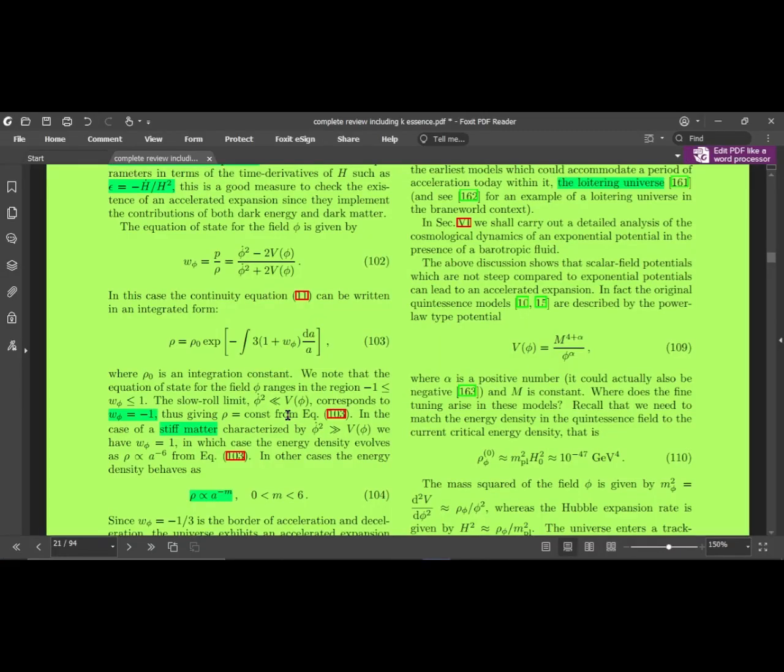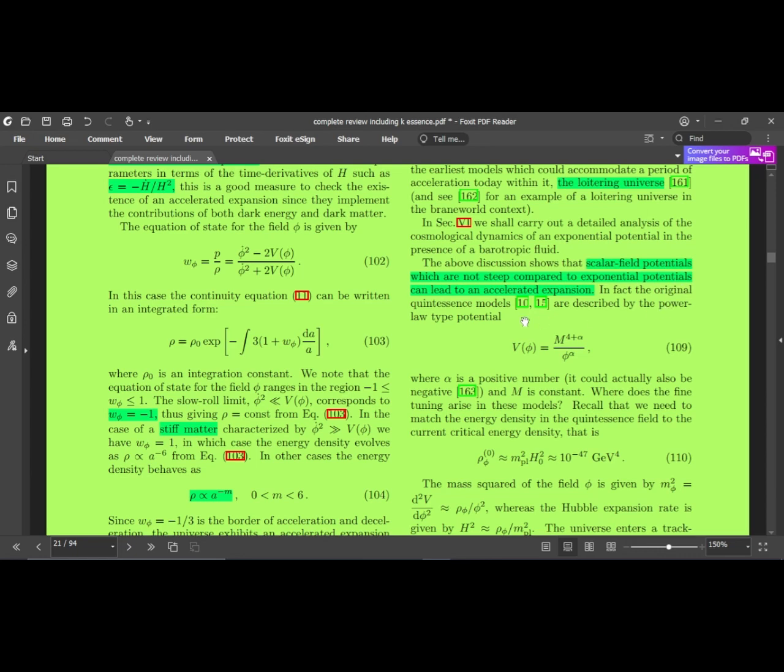So what does it say? It is a very important point: how are you going to construct the potential? The above discussion shows that scalar field potentials which are not steep compared to exponential potentials can lead to an accelerated expansion. So we cannot take different kinds of potentials. They have to be very much fine-tuned potentials.